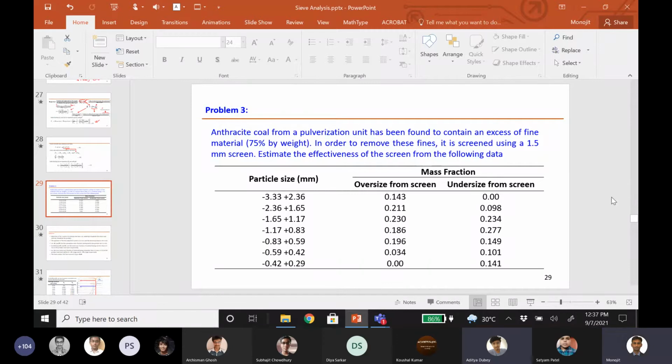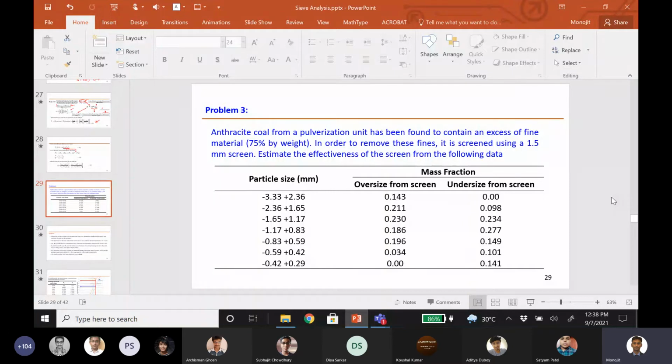Yeah, but you take one screen which has 1.5 millimeter of opening, and then you pass the feed. And how will you calculate the efficiency of the screen? How efficient is the screen? Okay, sir, got that. You got my point. This is the whole thing, to find out the efficiency.